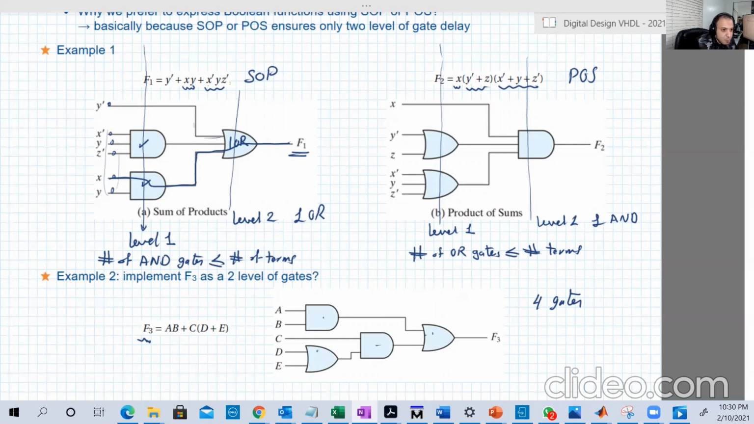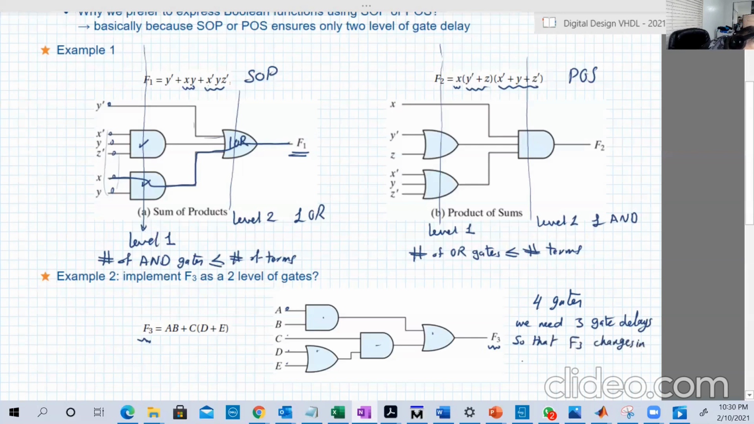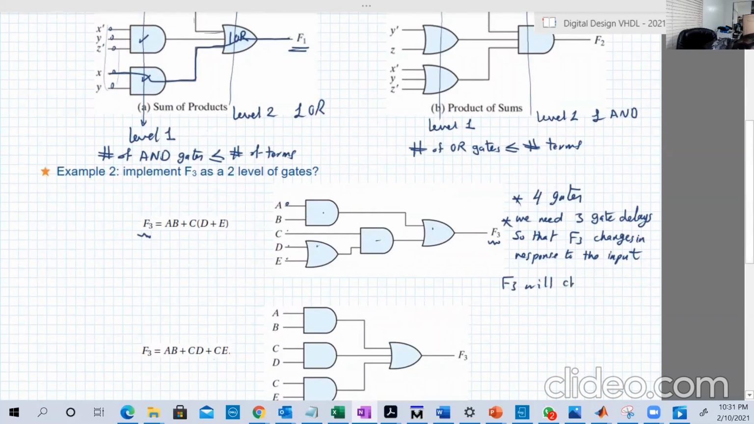But look now at the delay of F3. So if at some point we put values here at A, B, C, D, and E, F3 will change in response to the inputs after 3 gate delays, of course assuming that AND and OR have the same delay. Or let's say F3 will change after 3 gate delays.